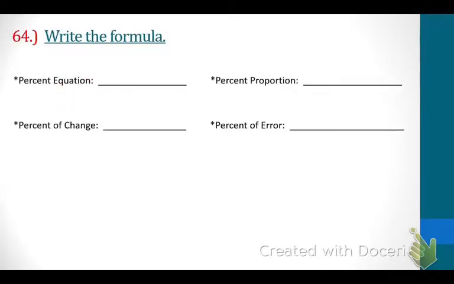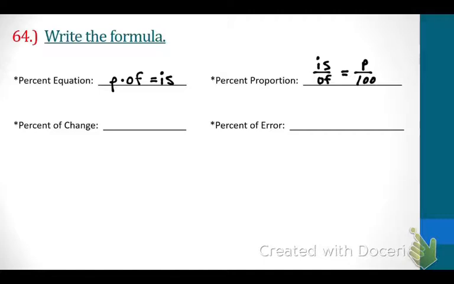All right, Heather, help us with the first one. What is the percent equation? P times of equals is. Very good. Bump it off for someone to tell us what the percent proportion is. All right, Zariana, what you got? Percent proportion: is over of equals P over 100. Very good. Bump it off for someone to help us with the percent of change.